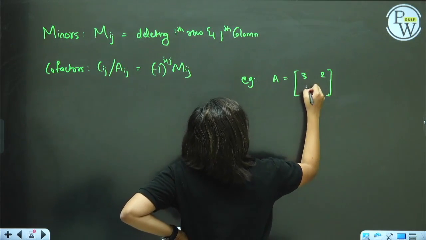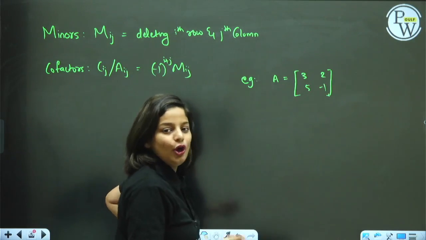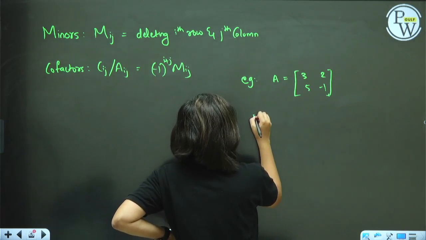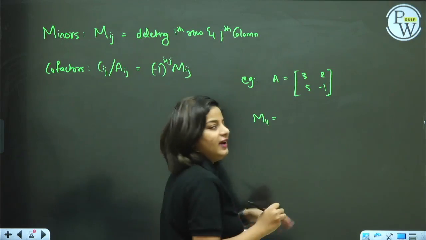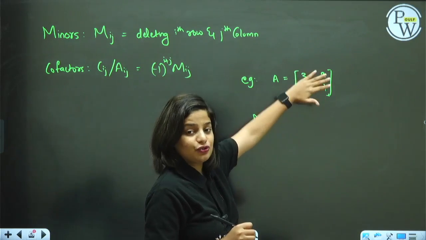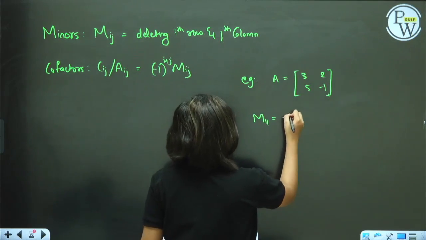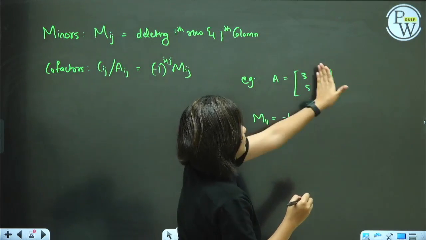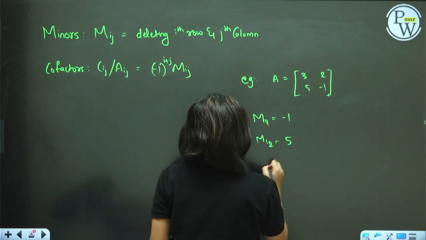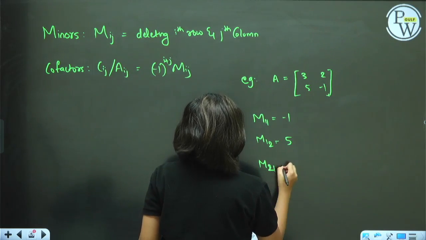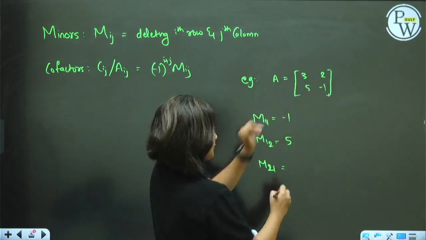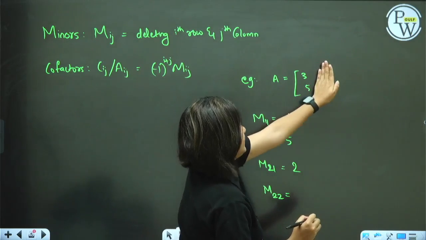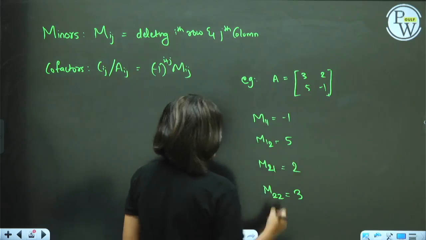3, 2, 5, minus 1. Okay, this is your given matrix. We need to find all the minors. M11: for finding M11, you will delete the first row, first column and write down whatever is left. M12: delete the first row, second column. M21: deleting the second row, first column. And M22: second row, second column deleted, hidden, you will get all the minors.